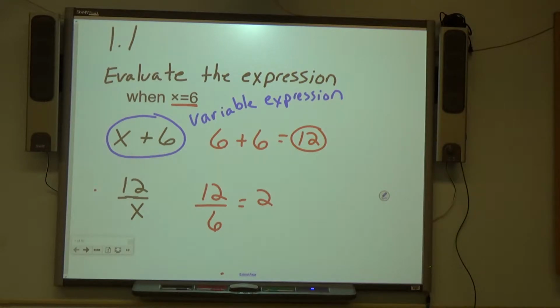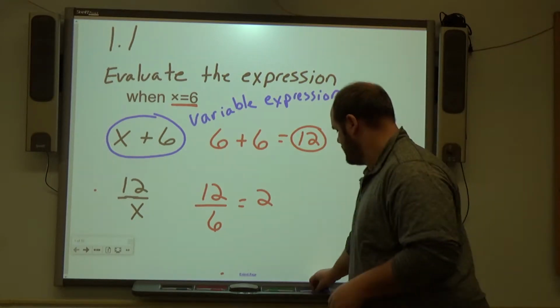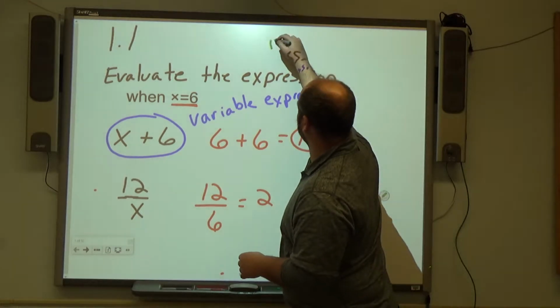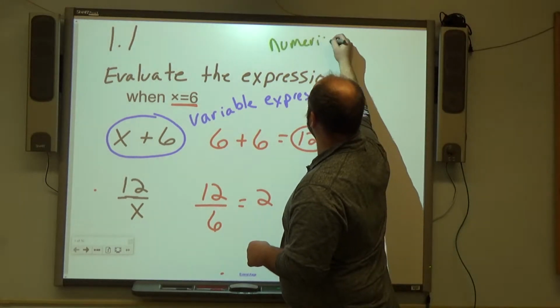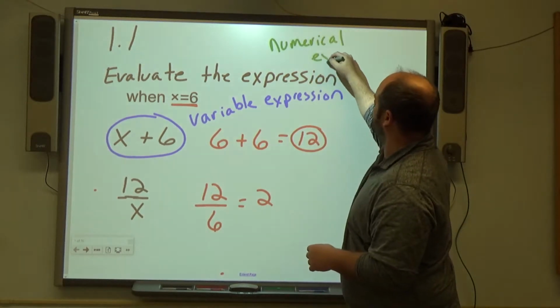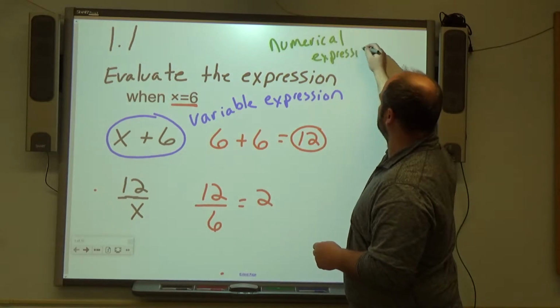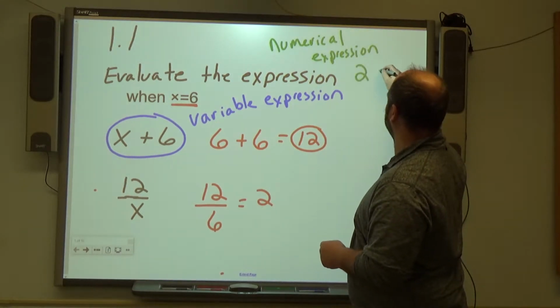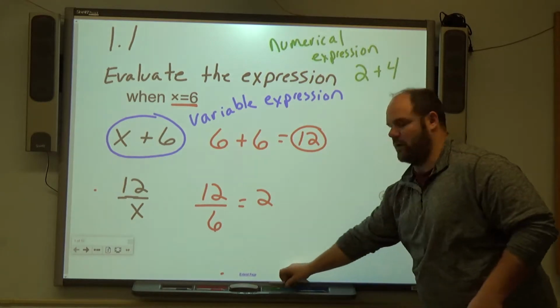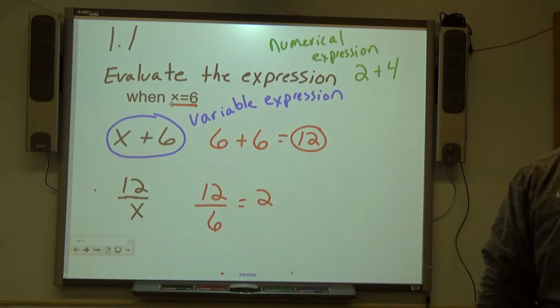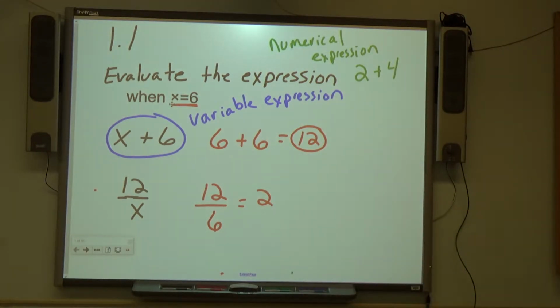A variable expression consists of numbers, variables, and operations. Now, the numerical expression, and I'm just going to put that up here quickly on the side, would simply look something like 2 plus 4. All that consists of is numbers and operations. 2 plus 4. So quick fix that there in your notes if you did write that down.